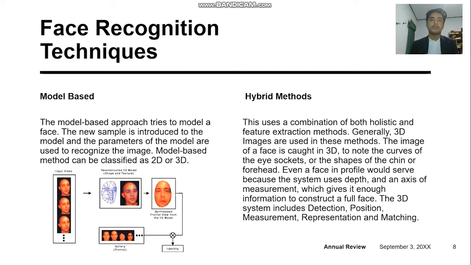The image of a face is captured in 3D to note the curve of the eye sockets, or the shapes of the chin or the forehead. Even a face in profile will serve because the system uses depth and an axis of measurement, which give it enough information to construct a full face. The 3D system includes detection, position, measurement, representation, and matching.